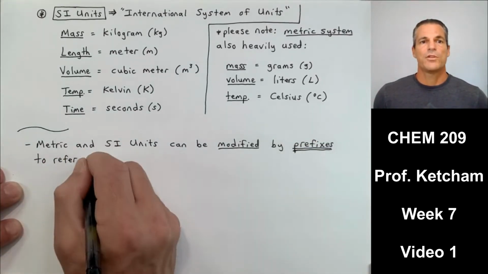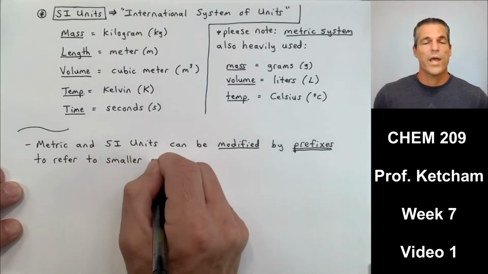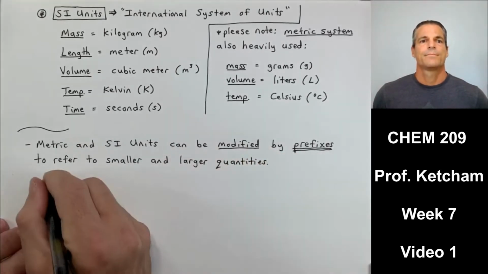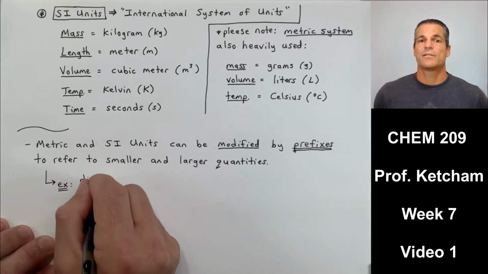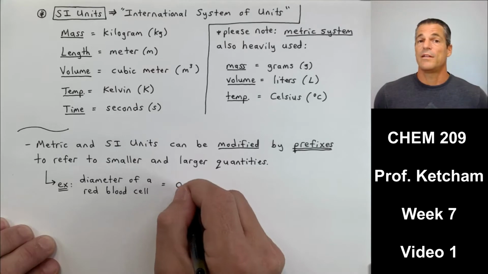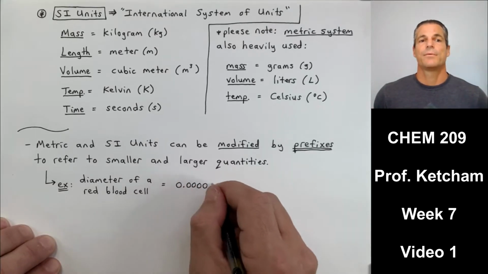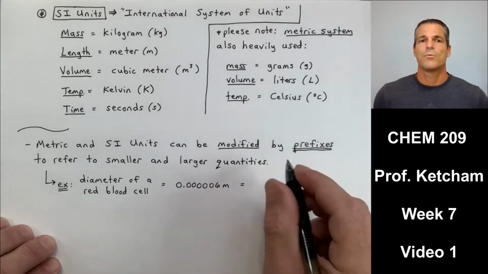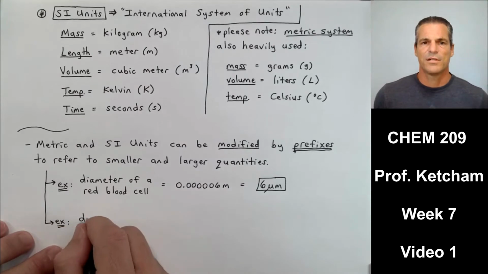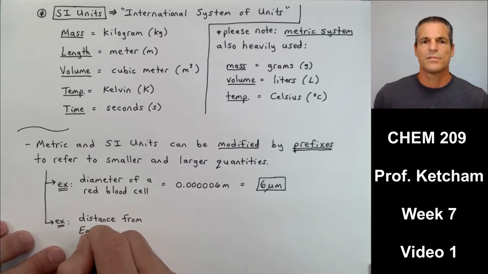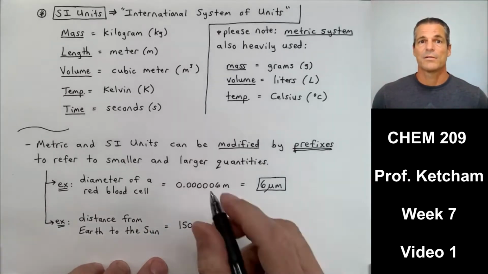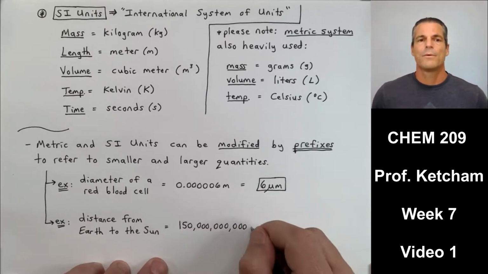Now, as I mentioned, some of the units up there are huge, way out of range for something as tiny as the diameter of an atom, right? So metric and SI units can be modified by prefixes to refer to smaller and then even larger quantities. Example, the diameter of a red blood cell would be 0.000006 meters, or we could just say it's 6 micrometers. That little curvy u is a micro.